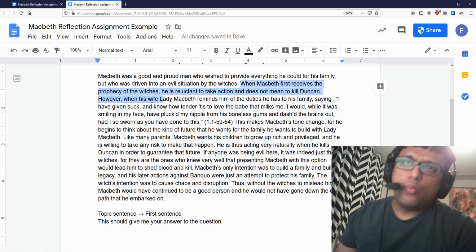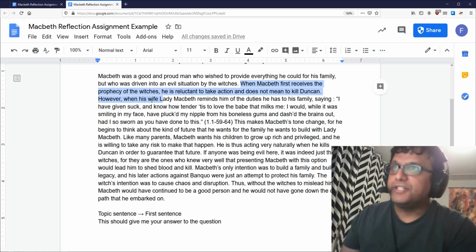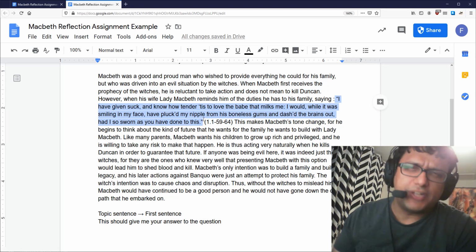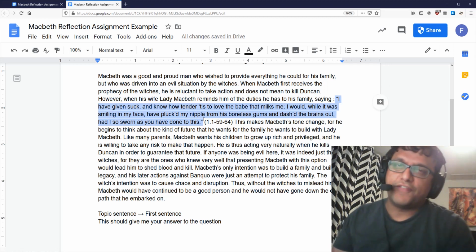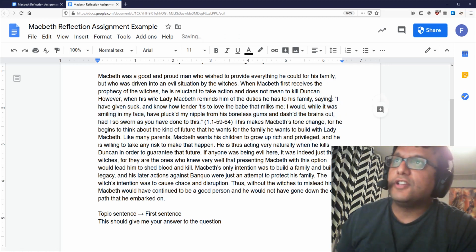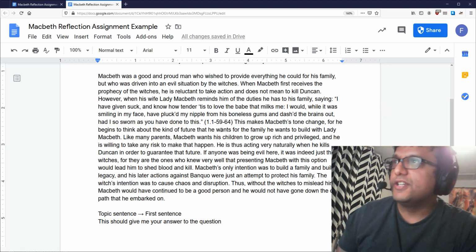Now, when you are writing these paragraphs, I want you to quote, just like I did here. Just a short quote. Don't go crazy with the quotes. Don't think, oh, I have to quote four or five times. One or two quotes is just fine. And quoting works for Shakespeare in just the same way as it does for anything else.